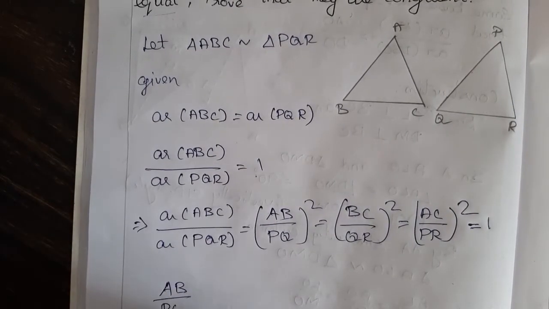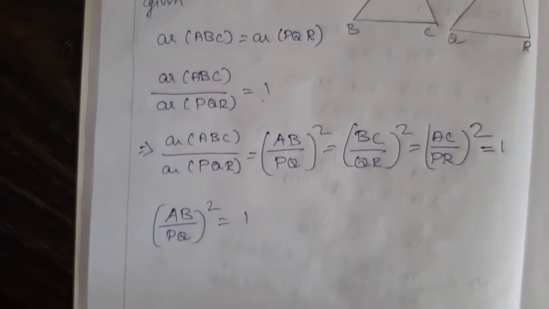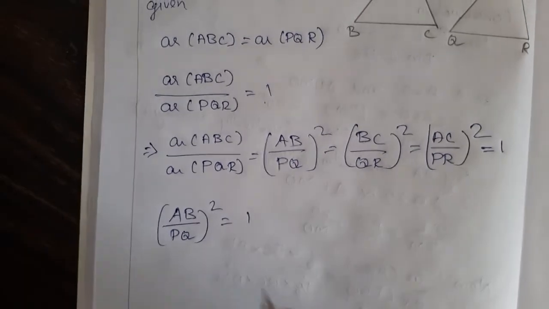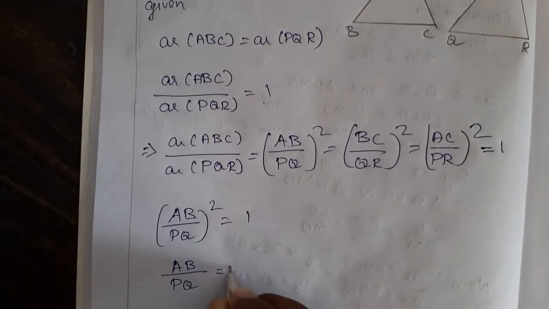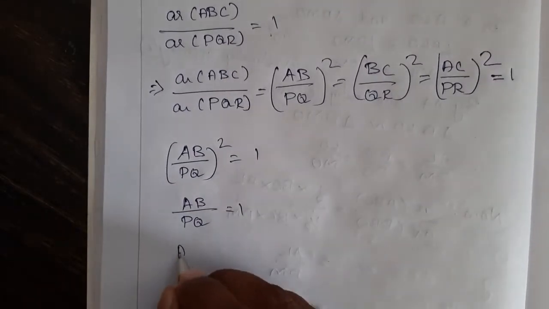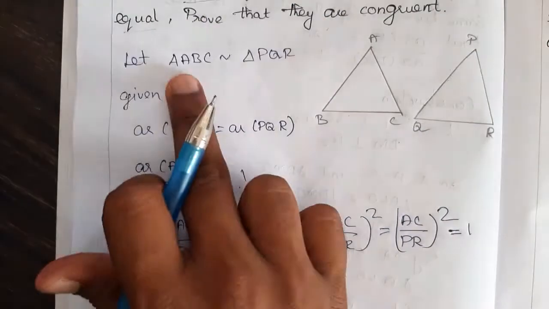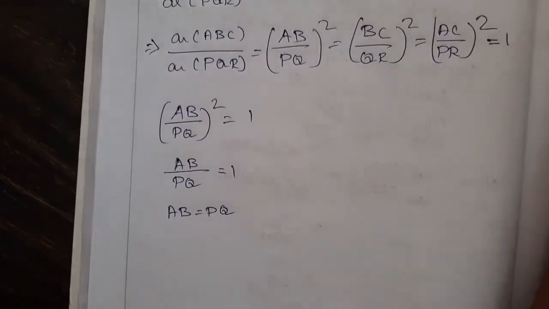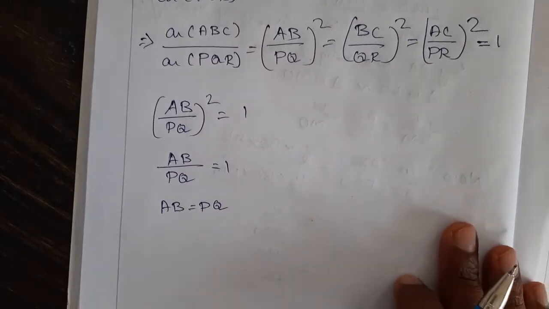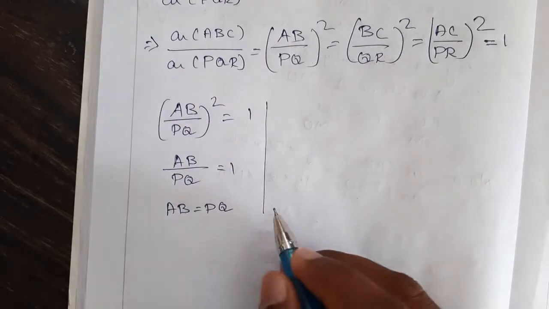So AB by PQ the whole square is equal to 1. If you take the square root, the square root of 1 is 1. So AB by PQ is equal to 1. So AB is equal to PQ. So we already know, since it's similar, all the angles are equal. Here we have to prove all the sides are equal. Then all the corresponding sides are equal, then it is congruent, right?